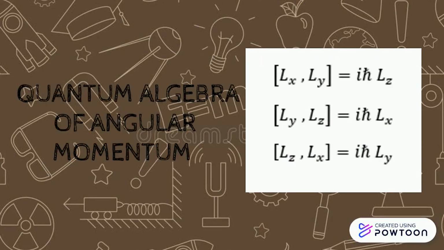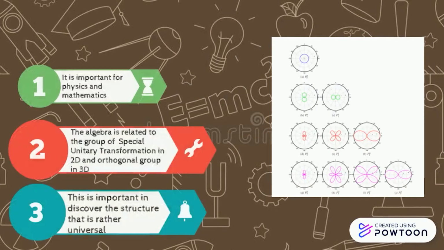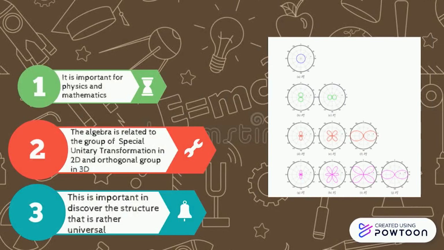Quantum algebra of angular momentum. It is important for physics and mathematics. The algebra is related to the group of special unitary transformations in 2D and the orthogonal group in 3D. This is important in discovering structure that is rather universal.